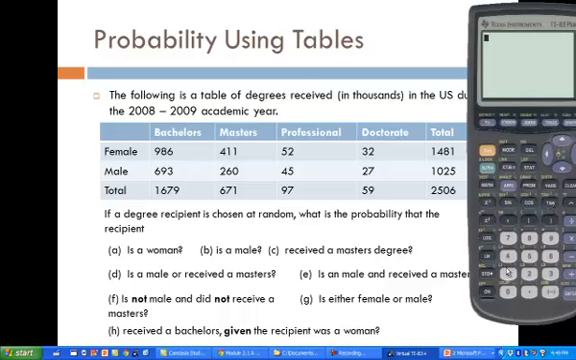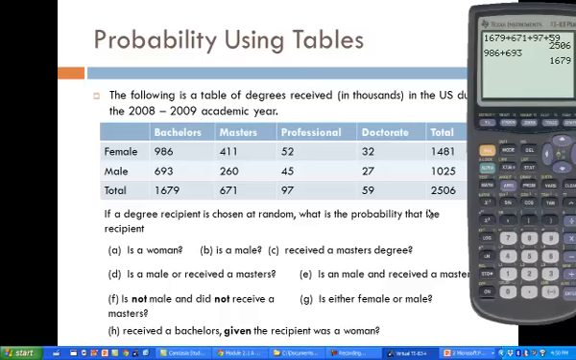So if I add 1679 plus 671 plus 97 plus 59, 2506, good. 986 plus 693. Okay, looks good. So the rest of it's probably correct.